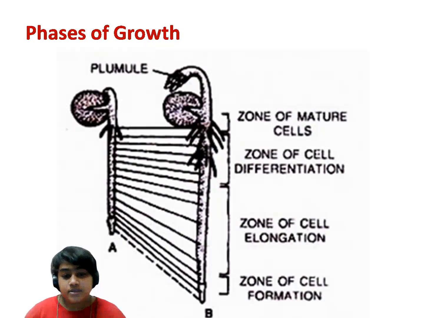Now the third zone we can see is the zone of cell differentiation. Here you can clearly see that there are certain hair-like structures, right? Now what are these structures? These are the root hairs. From where did they come? They came from the elongated cells. How? These elongated cells got matured or got differentiated to form the root structures of the plant so that the plant can absorb nutrients and water from the soil.